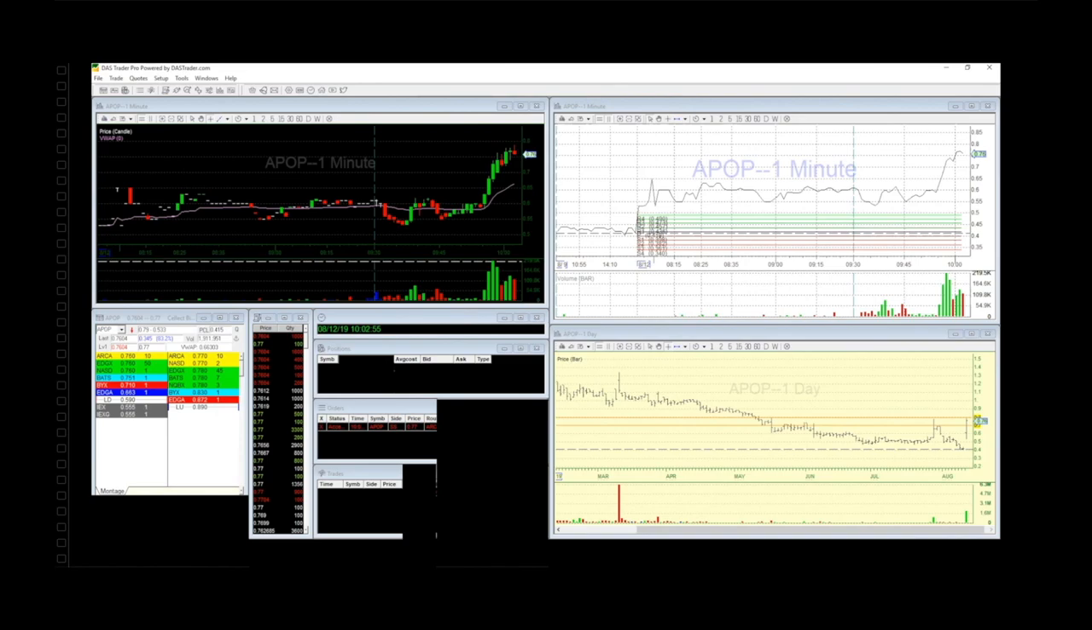So the first is a first resistance short on APOP. Now, I'm going to show you this trade, and this trade ends up not working out. But I want to show you why it didn't work out. So you can see on the bottom right of my charts, I've got the 70 and the 80 lines. You can see the 70 line is pretty key. You can see all this resistance over here. But over here, it just blew right through it.